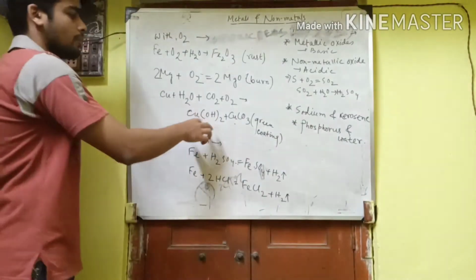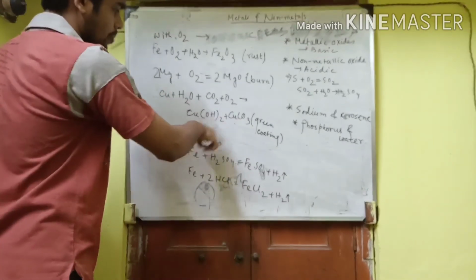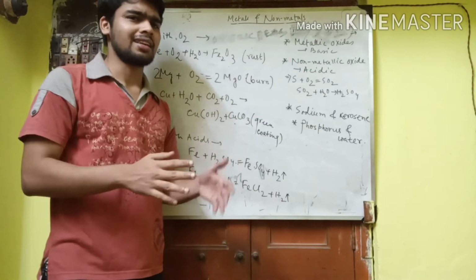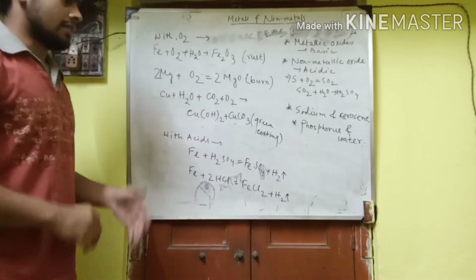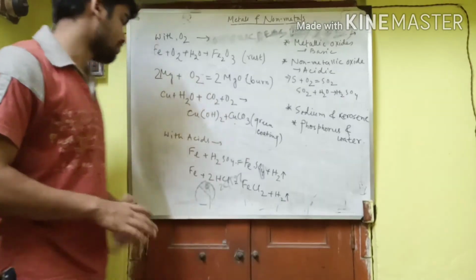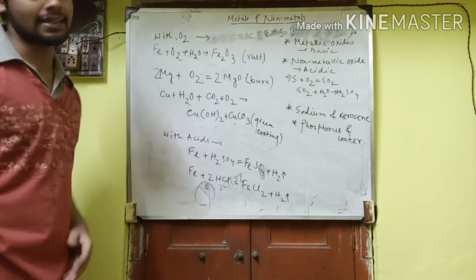Okay, and it produces copper hydroxide and copper carbonate, and this copper hydroxide is nothing but a dull green coating over the copper material. The copper is gradually decaying, similar to that of iron. Next, we come to the reactions with acids.